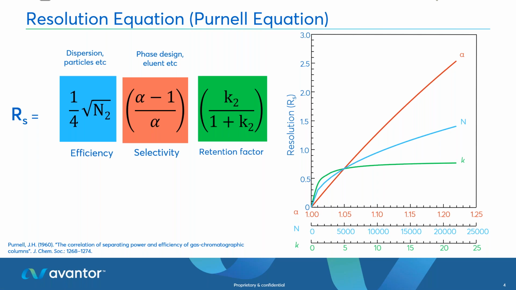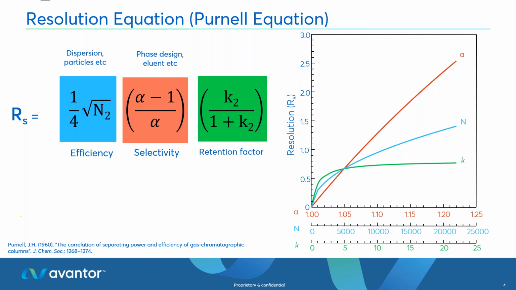In my graph here, I've got resolution on the y-axis, and I have those 3 parameters on the x-axis. You can see retention factor, the k, the green graph, looks a bit like a reaction curve. It's important initially to have good retention, but when you get past 5 or 10, it's the law of diminishing returns. You don't get anything back for having larger retention factors.